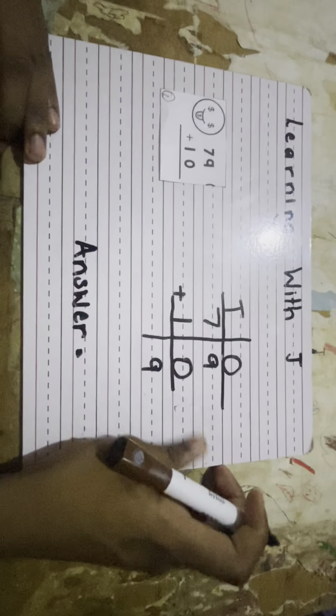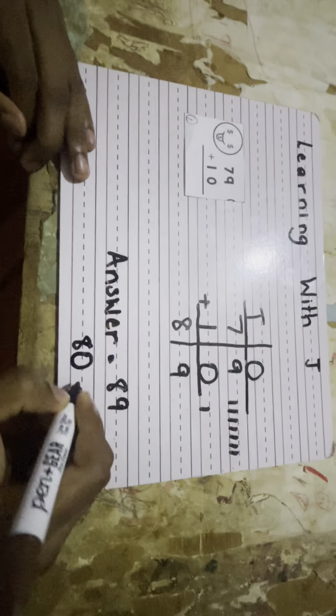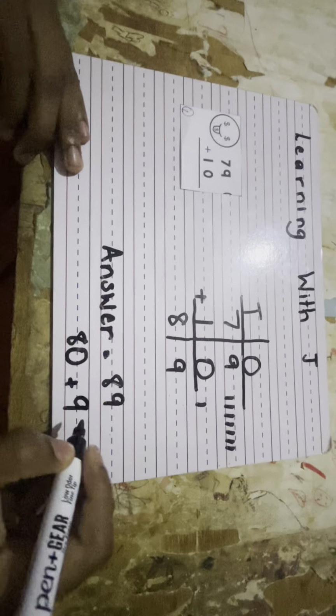So 9 plus 0 gives us 9. Now we move our way to the tens column. So now we have 7 strokes at the top. So we draw our 7 strokes. And we have 1 stroke at the bottom. So we're going to add them together. So we count 7 plus 1, and it gives us 8. So now our answer would be 89, or otherwise written as 80 plus 9.